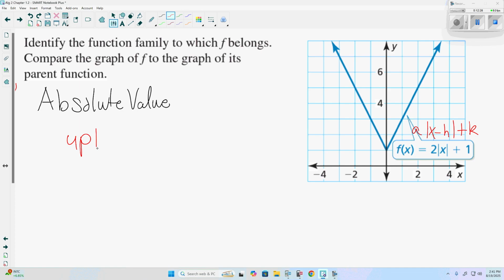Are we finished with this problem? Is there a value of a? Yeah, so a tells us that there could be a reflection across the x-axis, yes? Is a's value negative? No, so there is no reflection. If it was, we could have a reflection. But a's value is 2, yes? Which means there has to be a stretch or shrink, yes?